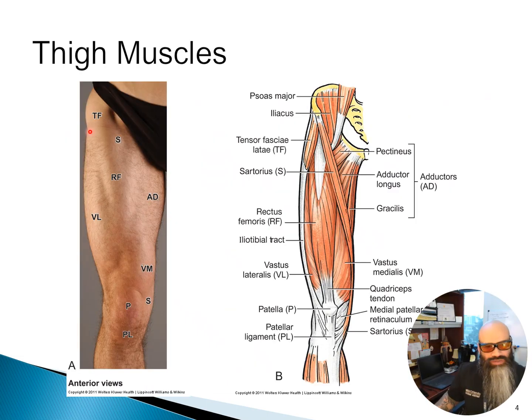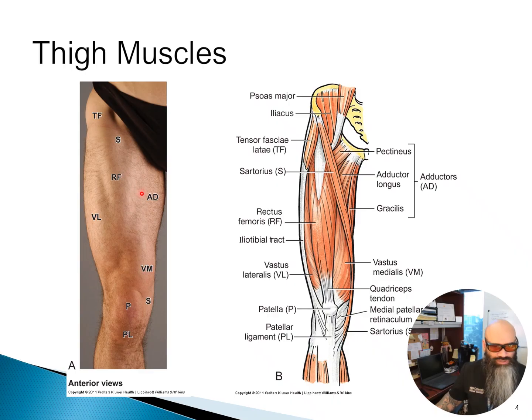Your surface anatomy muscles, here's where your tensor fasciae lata muscle is located. It is right here. It inserts in the IT band, which is this fibrous fascia that keeps the lateral compartmental muscles of the lower extremity in place. Then we have your sartorius muscle, your rectus femoris, vastus lateralis.